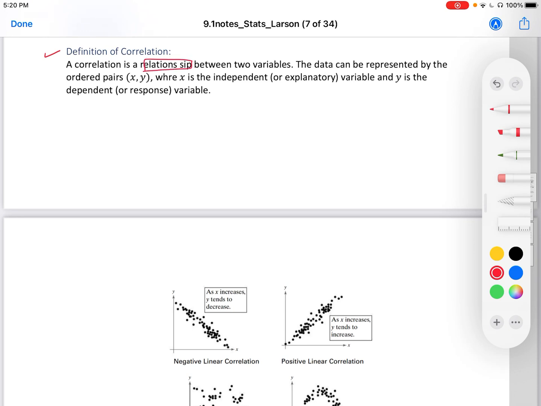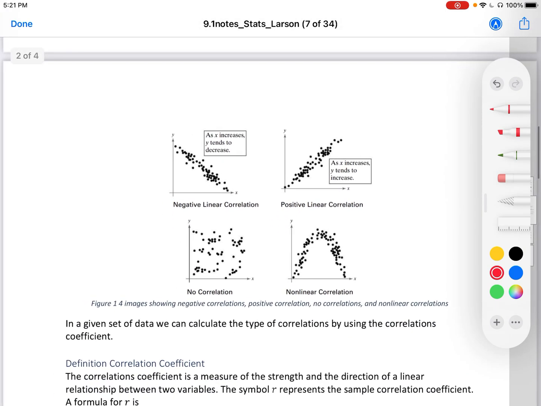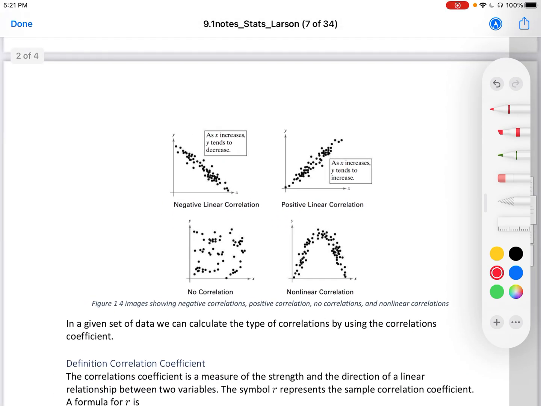Relationship between two variables. The data can be presented by the ordered pairs x, y, where x is the independent or explanatory variable and y is the dependent or response variable. So this is the way you can see scatter plots. Remember, they're just a collection of dots given two pairs of information, something like weight or height, or height of a building with how many stories, the weight of your cat and your height. I don't know, it can vary.